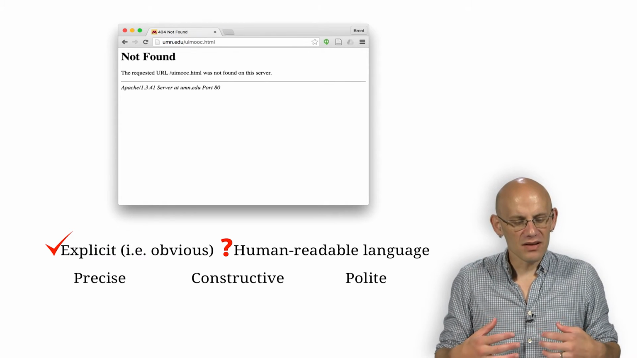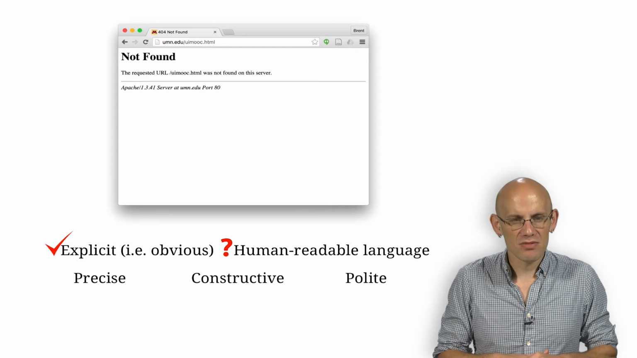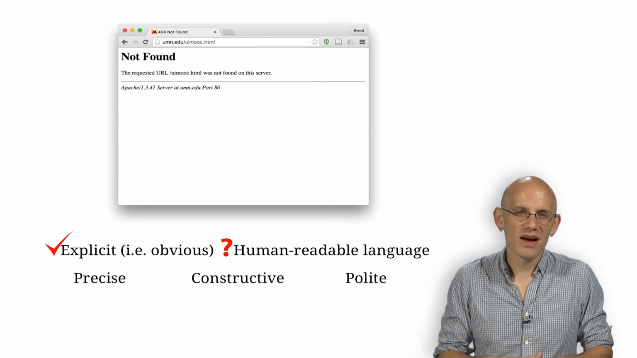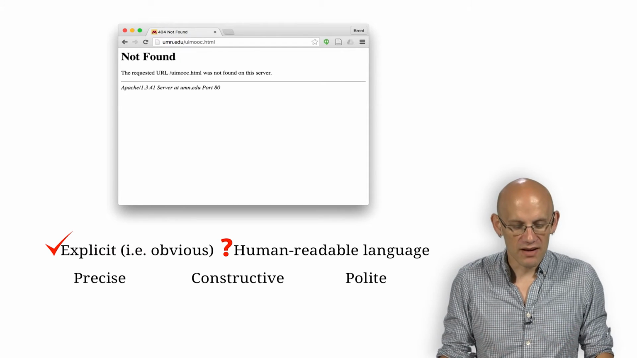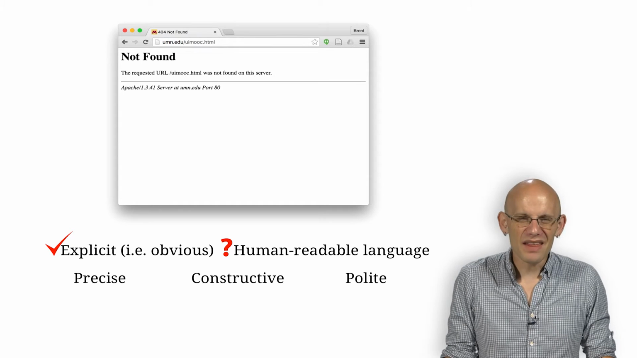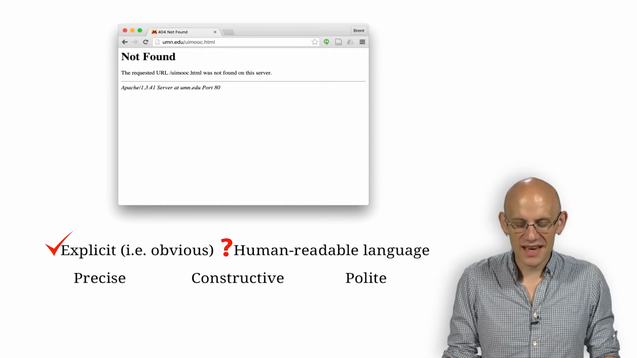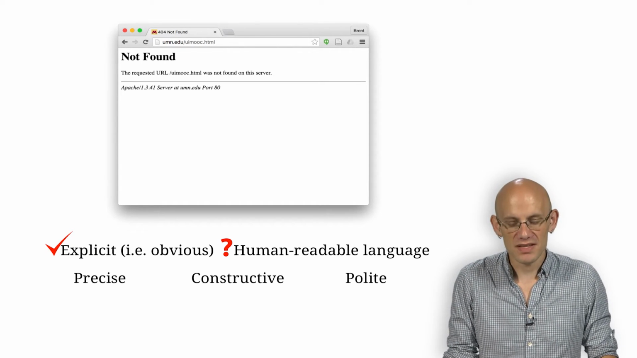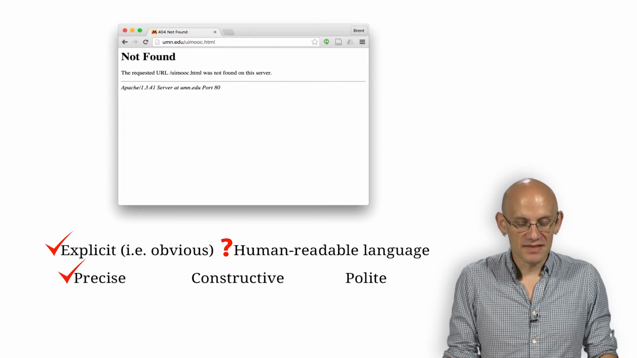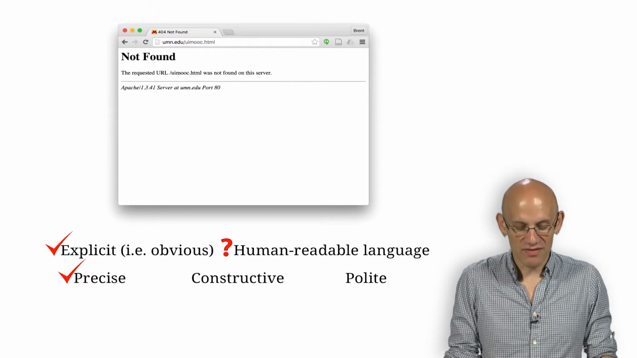A very clear human readable language here would say, sorry, you know what, the web page that you typed in, we don't have that web page. Sorry about that, right? You can see there is a little bit of that in the subtitle, but I think you need a little more for me to say that this property is definitely true in this error message. Is the error message precise? Yeah, it says, sorry, your URL was not found.